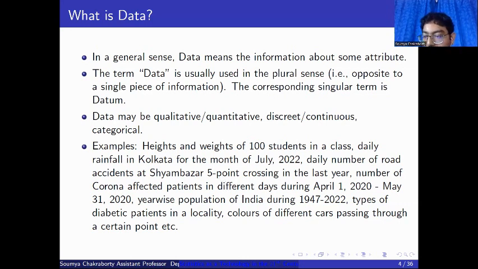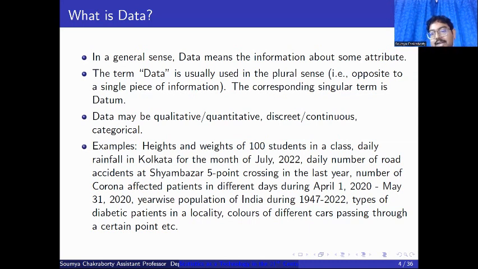It's called quantitative data. But we also have qualitative data, like the colors of different cars passing through a certain point, or types of diabetic patients in a locality. We know that there are two types of diabetes, type 1 diabetes and type 2 diabetes. So these observations or these data sets are not primarily quantitative. These are qualitative.